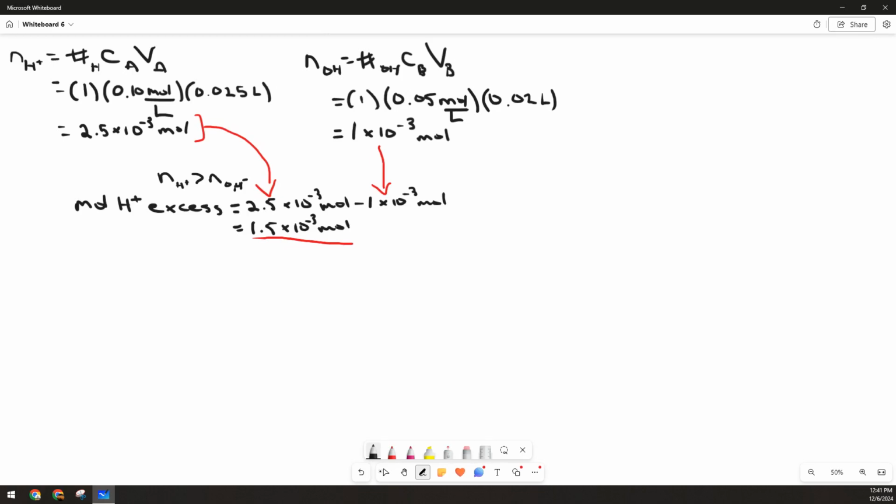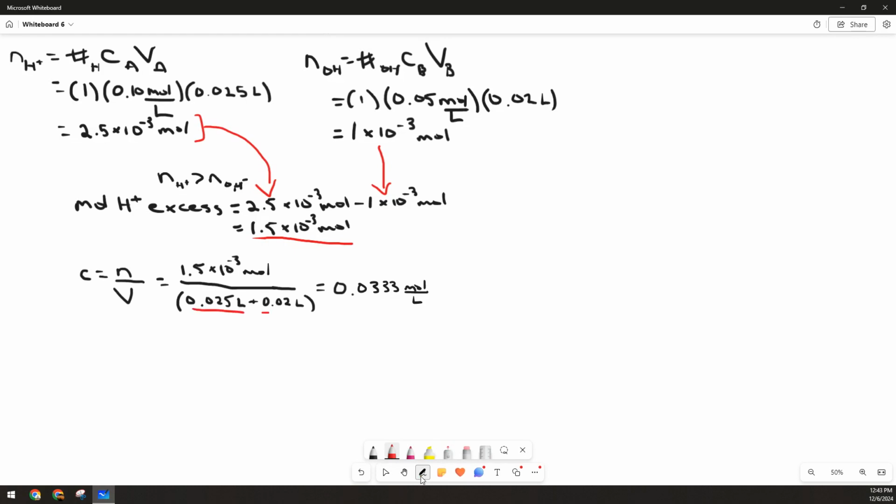Now we need to find the concentration of those hydrogen ions. Note that when we found the concentration of the hydrogen ions, we had to take into account that we mixed two solutions. So the volume that we're using is the sum of the volume of the acid and the volume of the base. Now that we know the concentration of the hydrogen ions, we can calculate the pH.